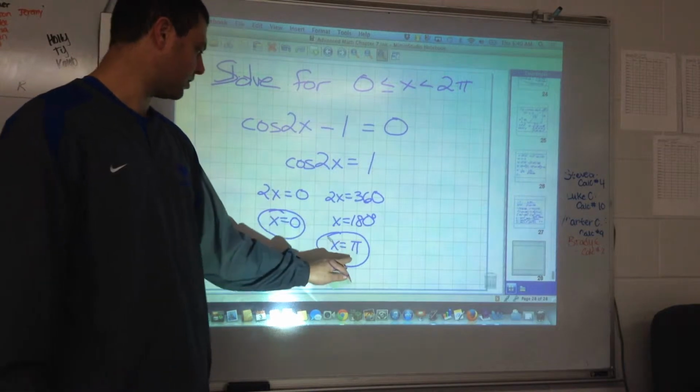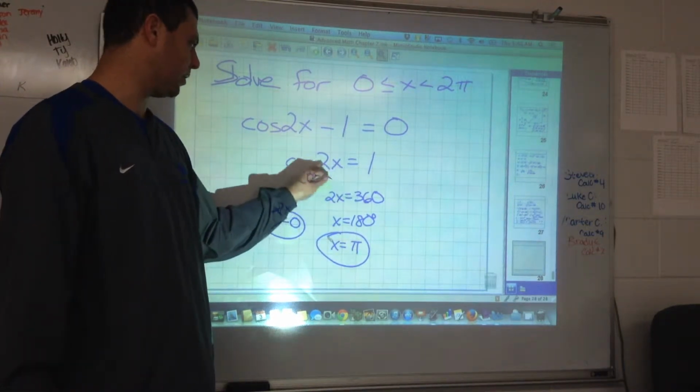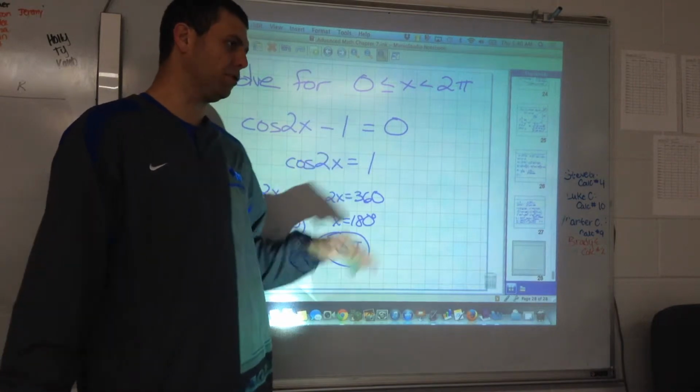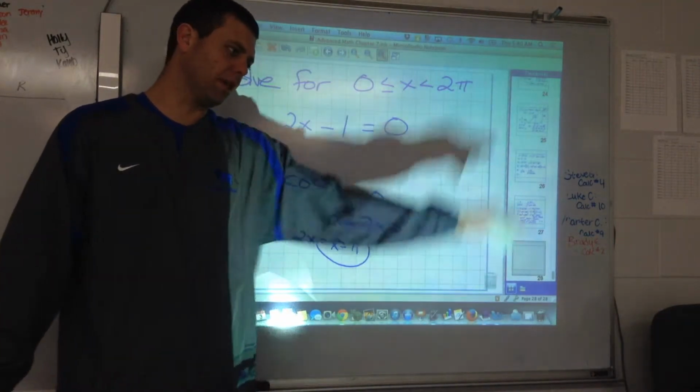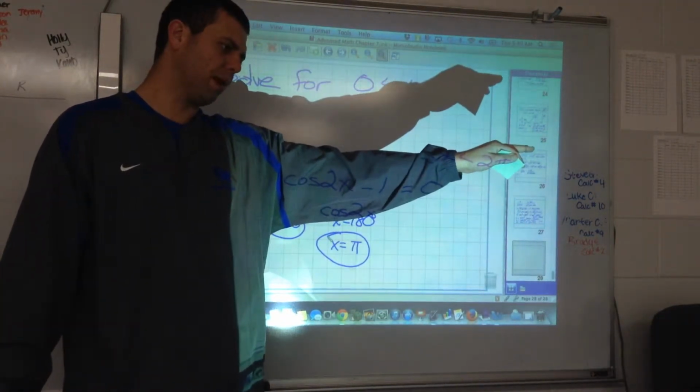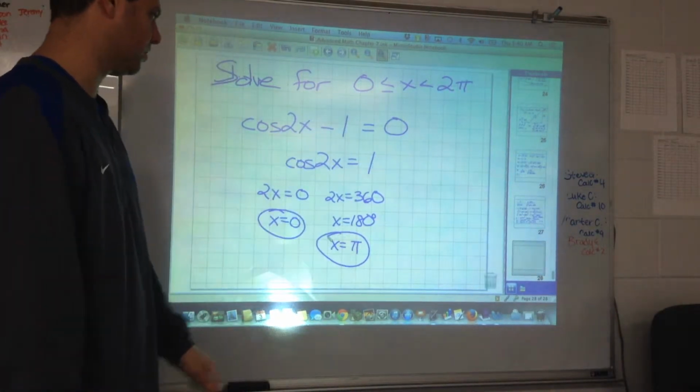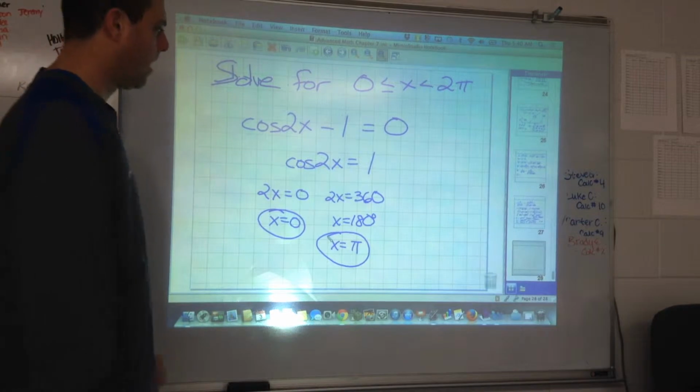Don't know for sure if that's correct. Take pi, plug it back in. What's 2 times pi? 2 pi. What's the cosine of 2 pi? Well, 2 pi is 1 time around the circle. 2 pi is right over here. The cosine of 2 pi is also equal to 1. So there's another solution.